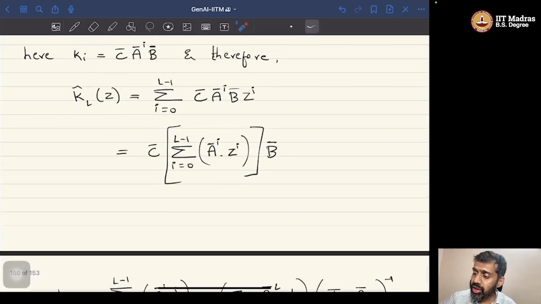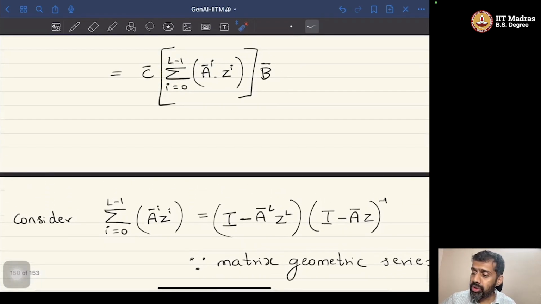Okay, so now if you look at this expression, the dependence of these terms on i is only through a bar and z. Therefore, c bar can be taken out and b bar can be taken out. So taking c bar to the left and b bar to the right, we can write this generating function as c bar times this entire summation times b bar on the outside of the expression.